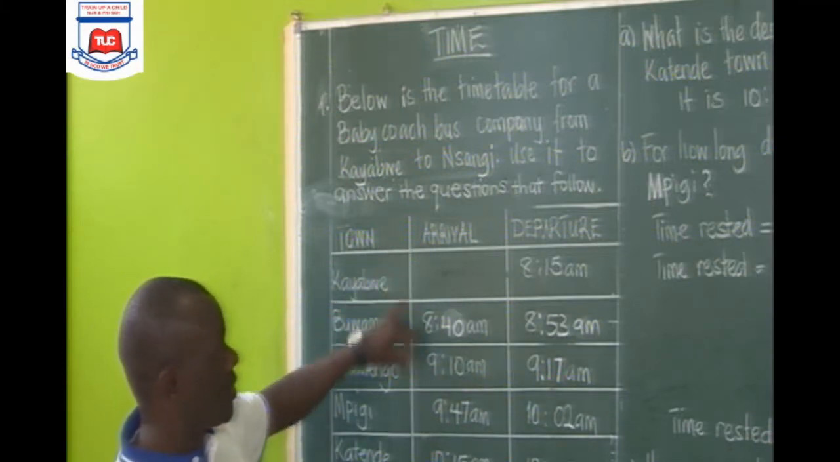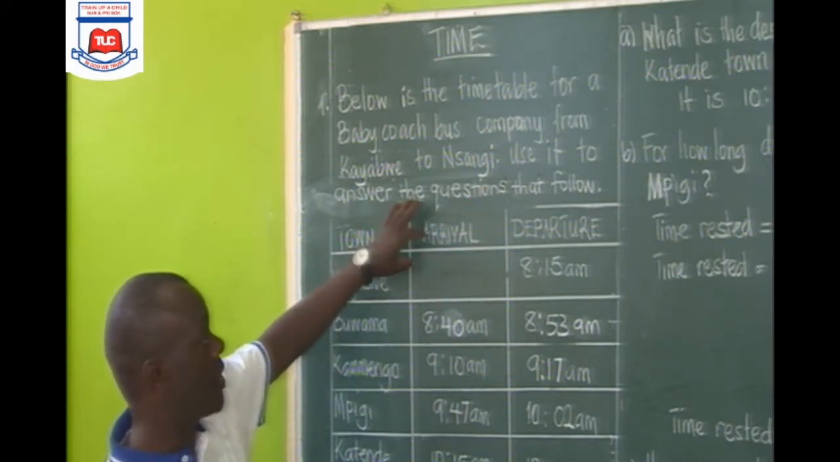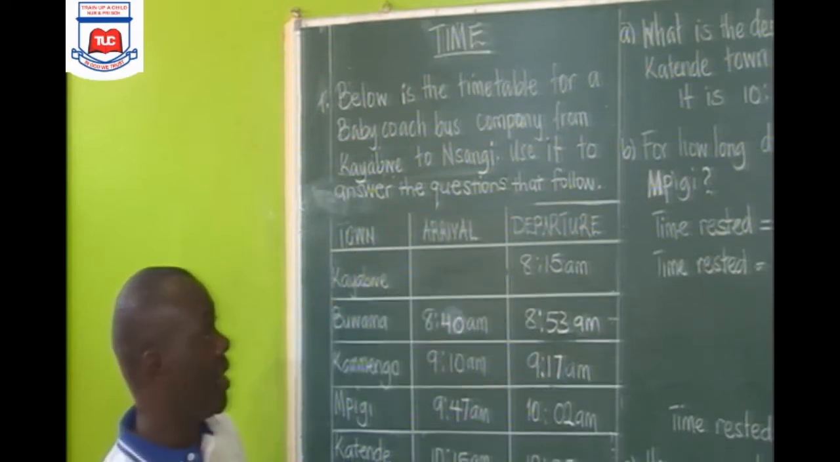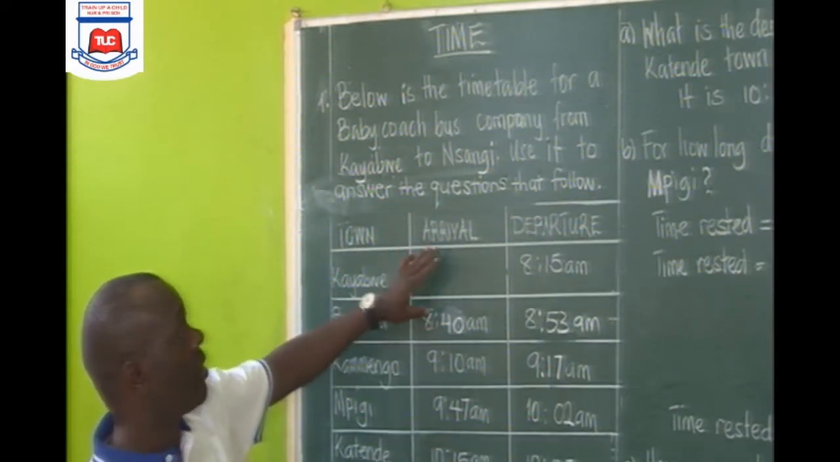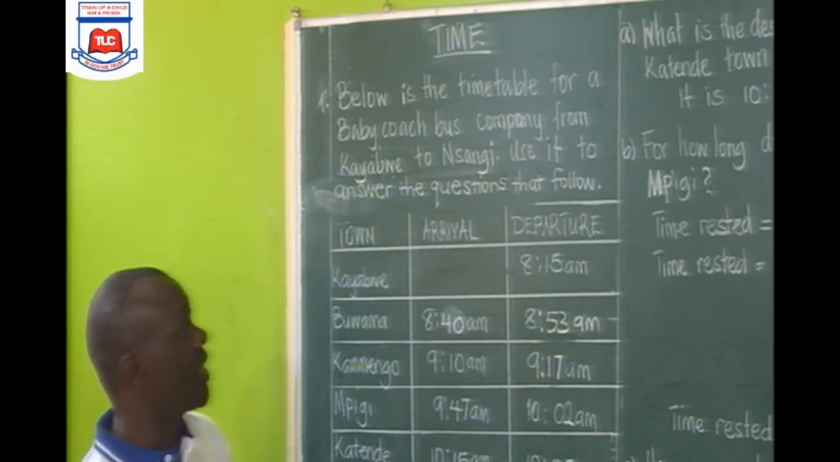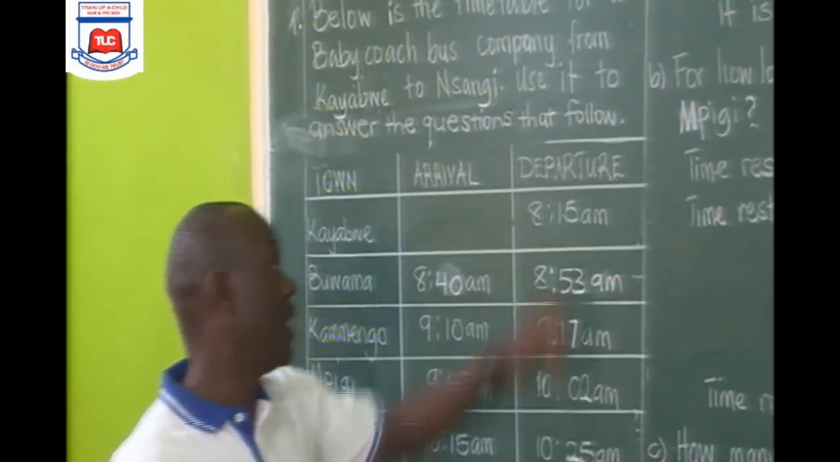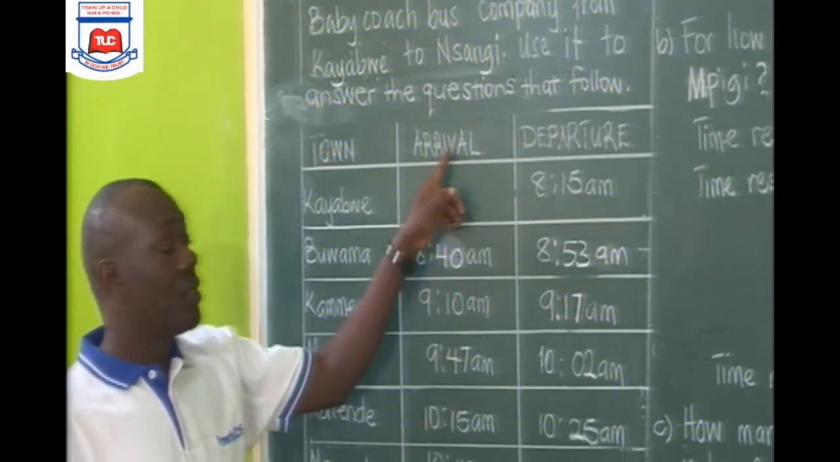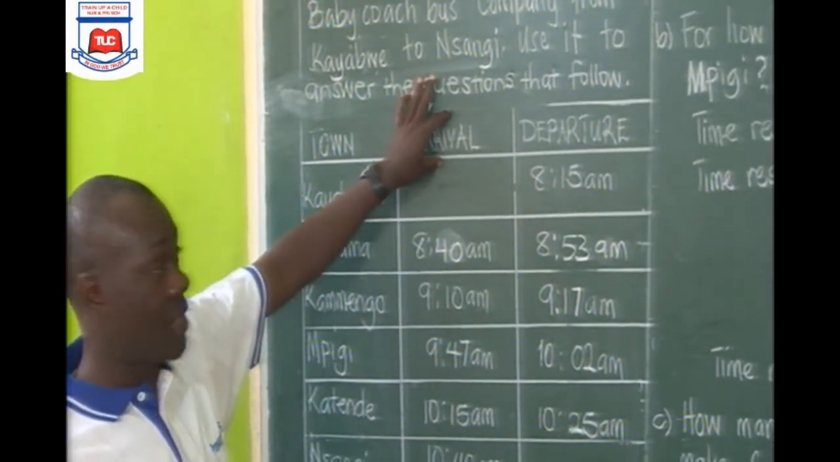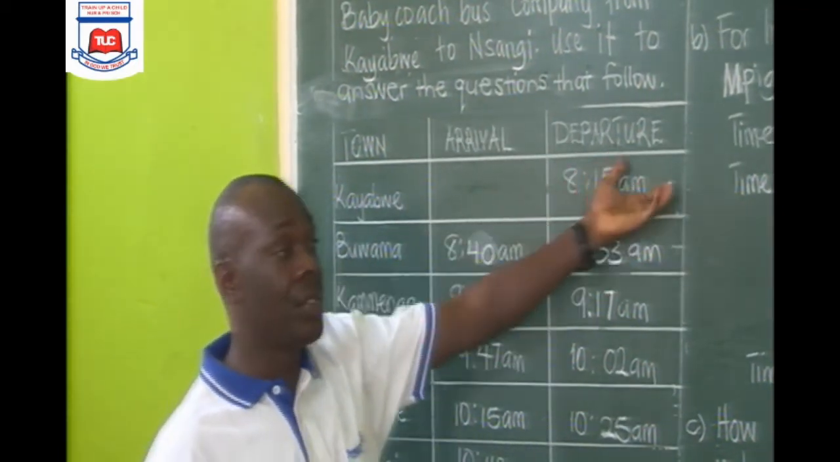There is a tendency of one rushing to the questions before one studies the given information. Therefore, the best method one must undertake is to first study, then answer thereafter. So I've got town, arrival, and departure. To arrive is to reach the place. Then to depart is to leave.